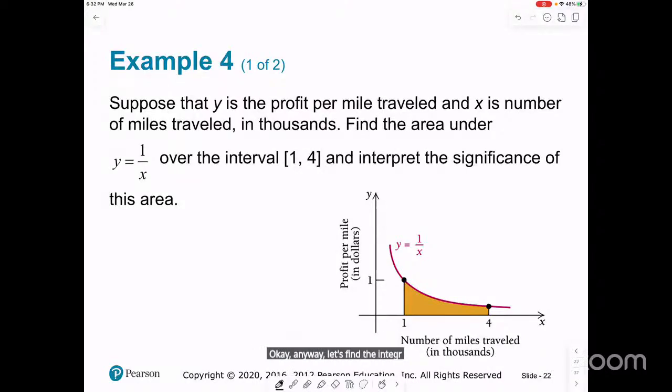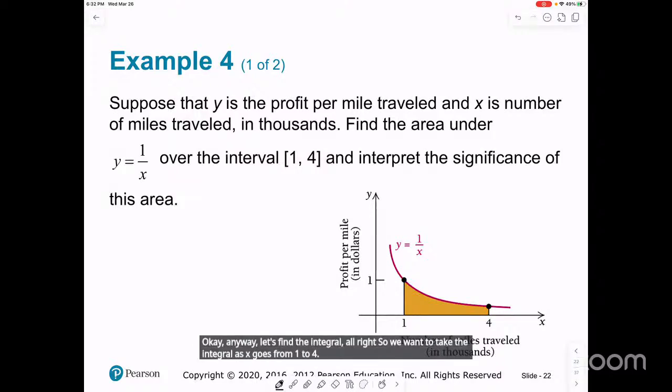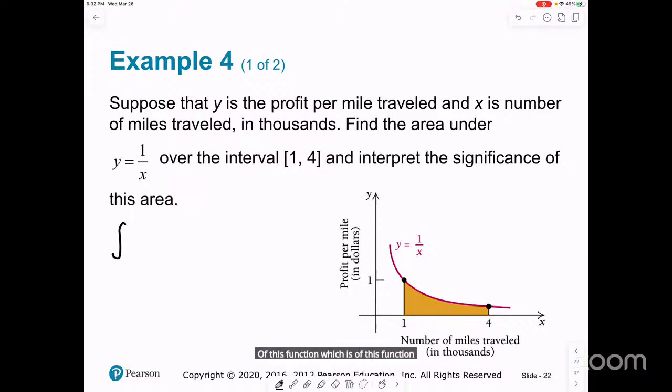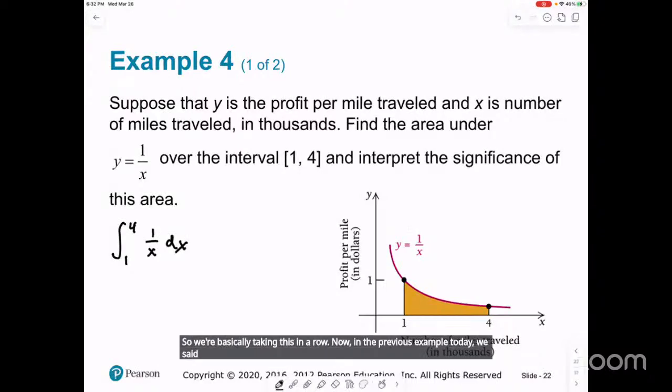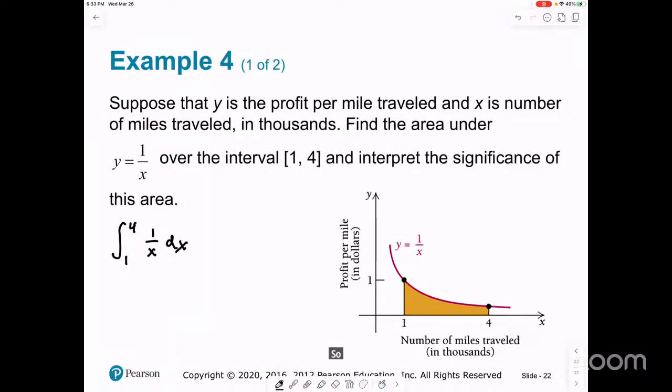All right. So we want to take the integral as x goes from 1 to 4 of this function, which is 1 over x dx. In the previous example today, we said that the integral of 1 over x is the natural log. So that's going to be the natural log of x as x goes from 1 to 4. We want to evaluate this antiderivative as x goes from 1 to 4. So then that'll be the natural log of 4 minus the natural log of 1, which is 0. That's a special case, right? So it's just the natural log of 4, whatever that number is.